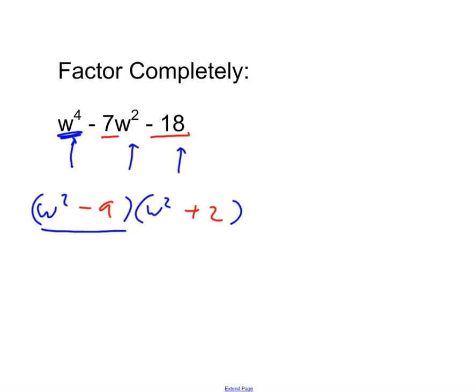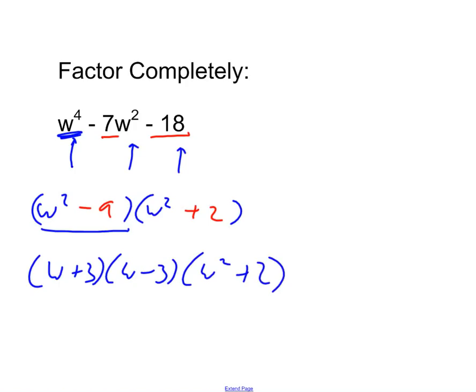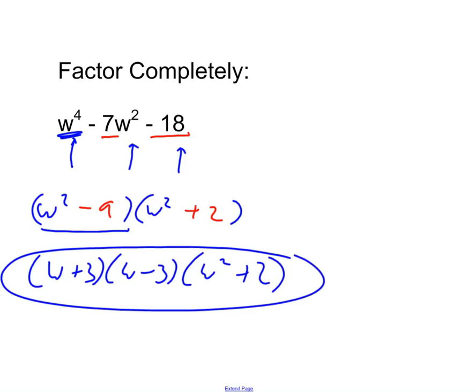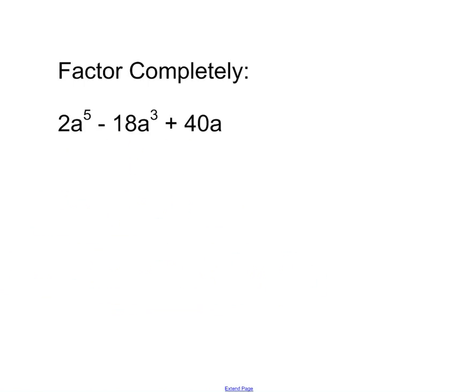Yes, this is a difference of squares. So this factors into w plus 3 times w minus 3, and we still have a w squared plus 2. Can any of those be factored further? No, so we're done. That was kind of cool, huh? W to the 4th, w squared. See if you can do this one. Pause the video and give this a shot.